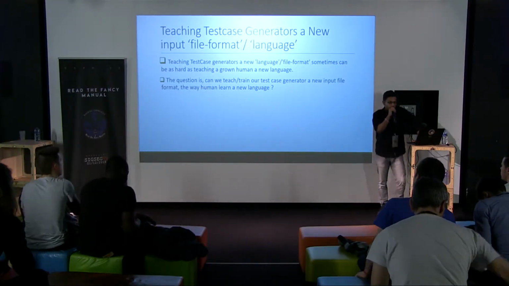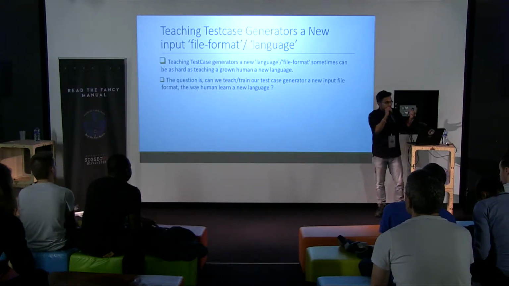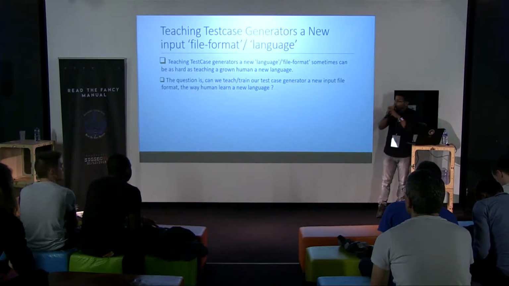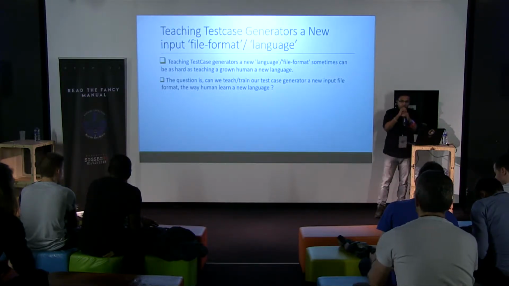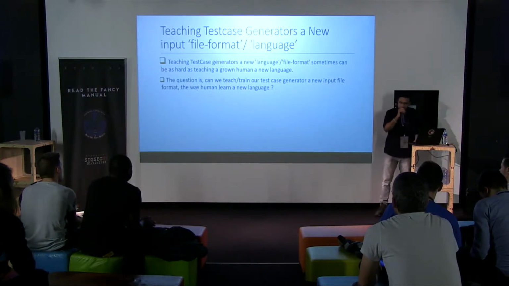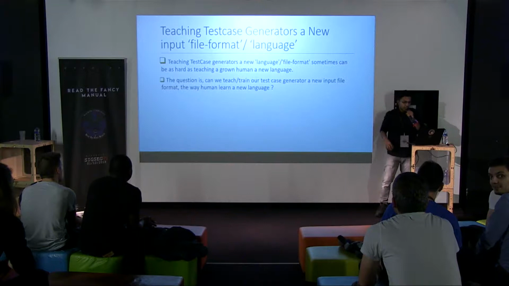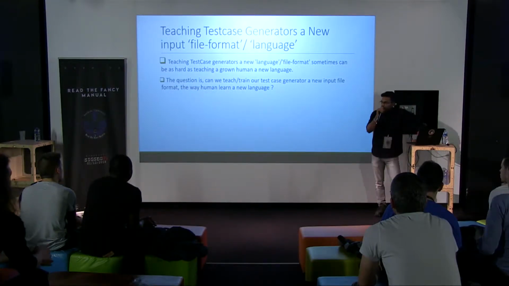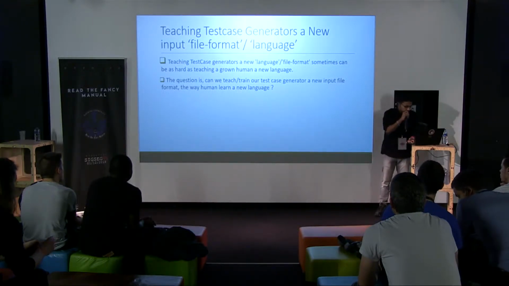Now the question is, how do you do that? There are various effective techniques to train or teach our test case generator different file formats or input formats. Some of these techniques are very closely related to the learning capabilities of human beings. One of the coolest learning capabilities a human brain has is learning new languages. So we are going to see in this presentation whether we can apply a similar technique to generate effective test cases for our fuzzing.